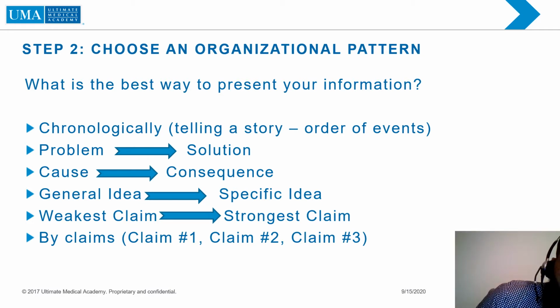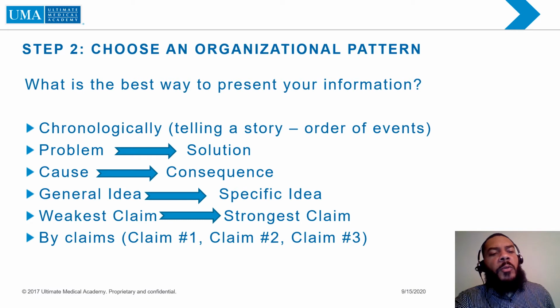Okay, and then you also have a general idea, which transitions to a specific idea. So when you're writing, maybe you want to start out with a topic that's very general, and as you progress in your writing, you'll want to get as specific as possible to give more detail for your reader. Okay. Additionally, another pattern that can be used is weakest claim, then transitions to strongest claim. So maybe you want to start out with not as much detail in the beginning, and as you continue, you go to the strongest claim, and it gets more detailed and descriptive as you continue to write.